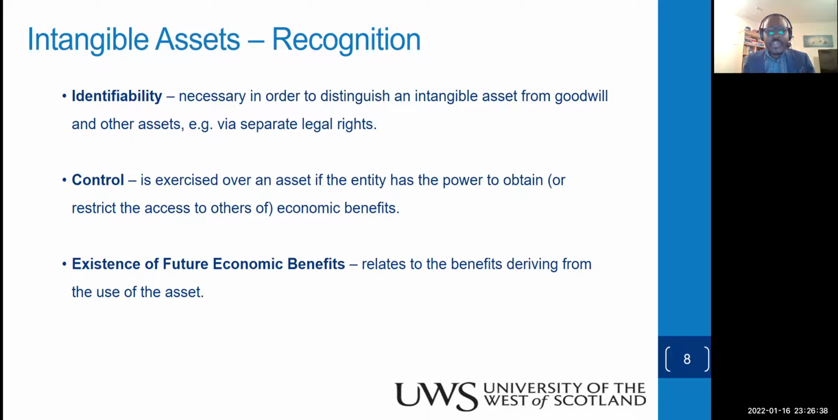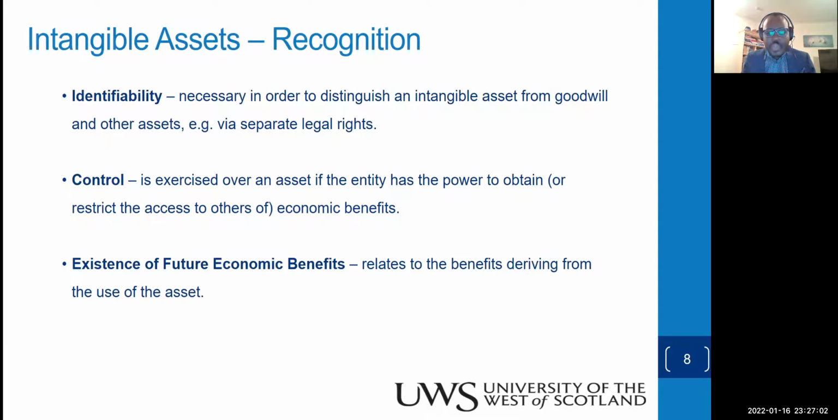So the recognition once again, identifiable. You can distinguish goodwill from others. Control is exercised over the asset if the entity has the power to obtain it. So I have the power to obtain a license to use software. I should have the control to be able to use it to obtain future economic benefits for the company.